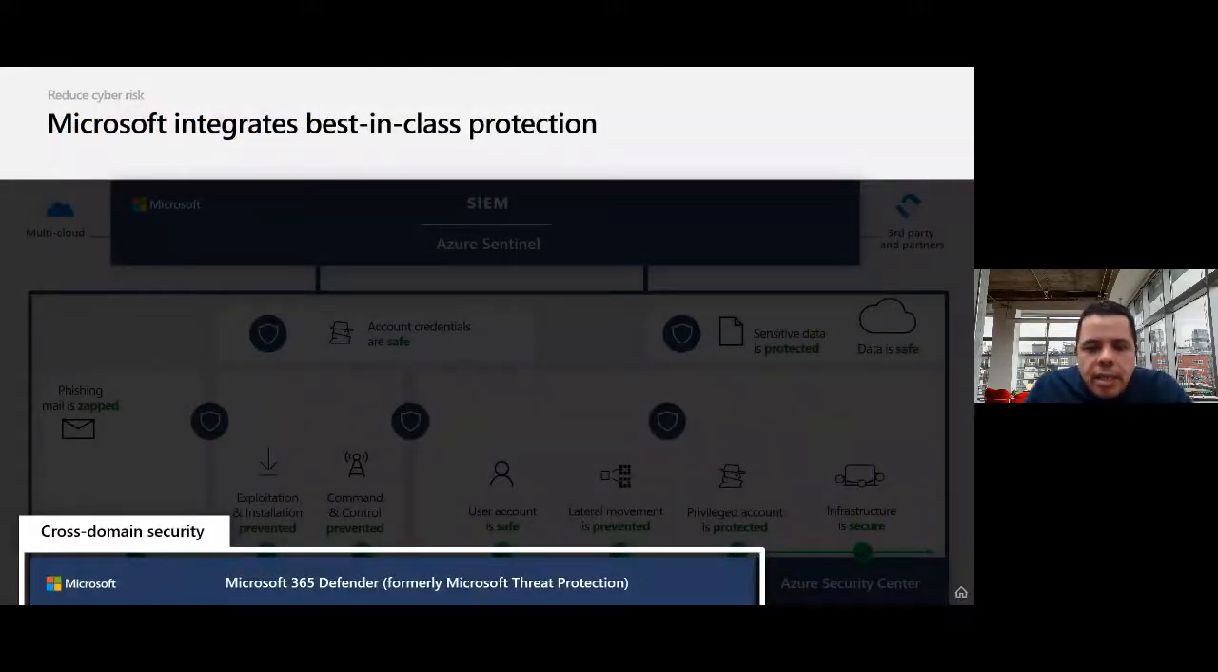Next up, we'll look at Defender. So I mentioned Microsoft 365 Defender is formerly known as Microsoft Threat Protection. Again, this was announced at Ignite, where the Defender brand now encompasses a number of different products. But we'll see how it provides that cross-domain protection against threats.